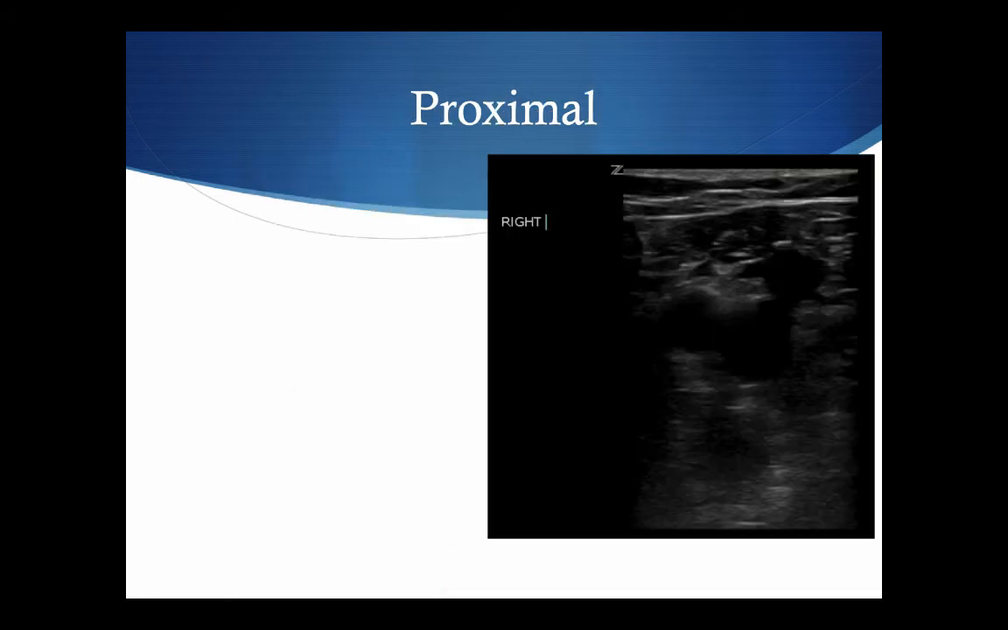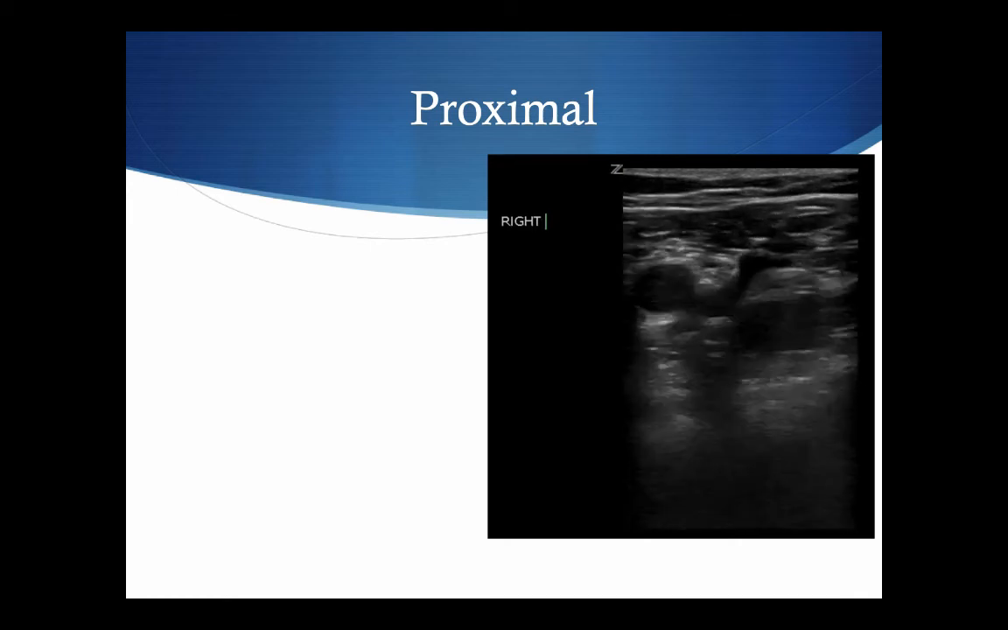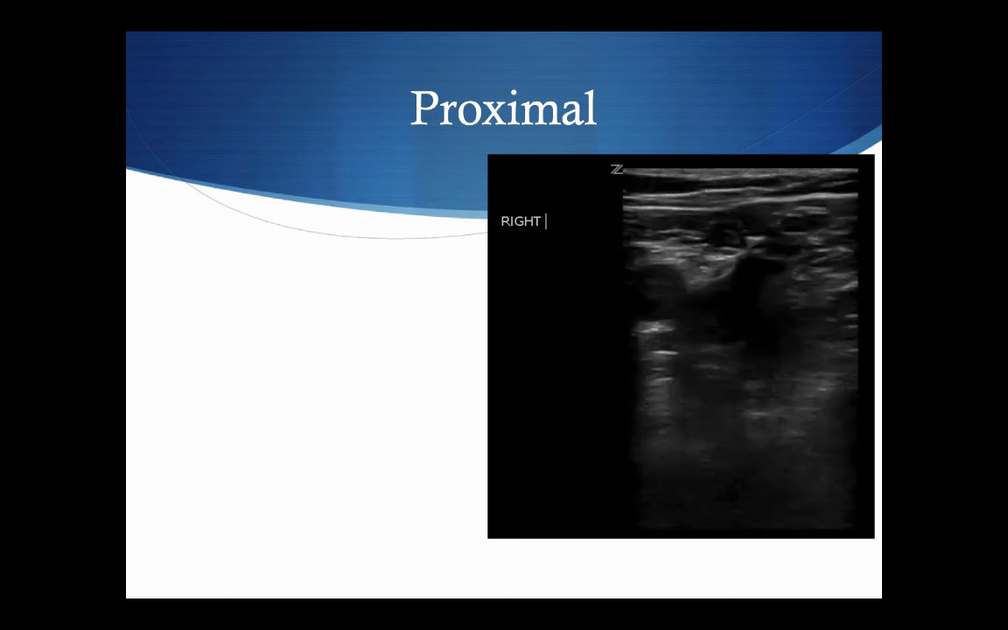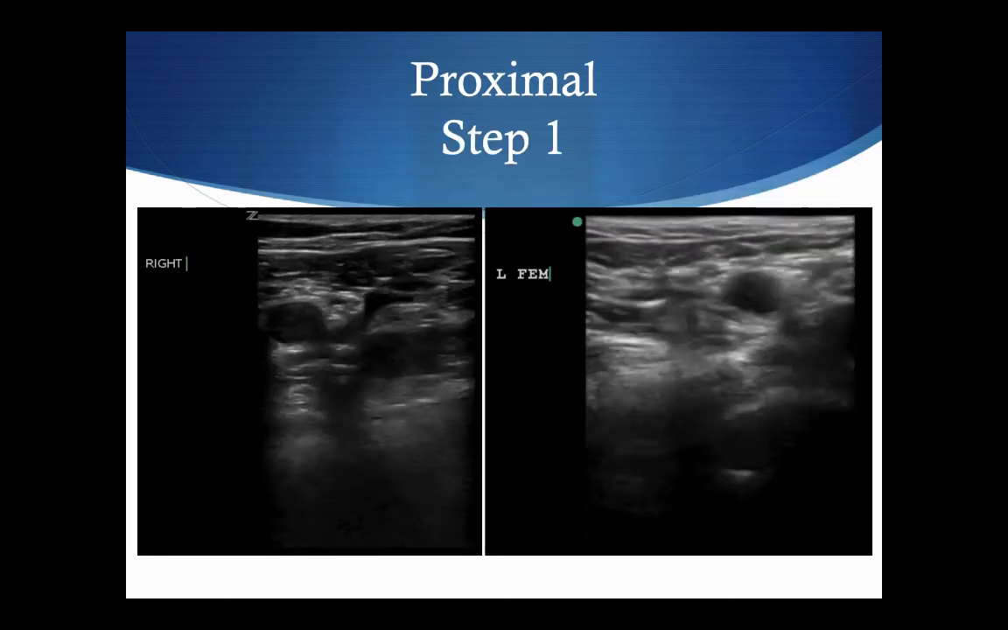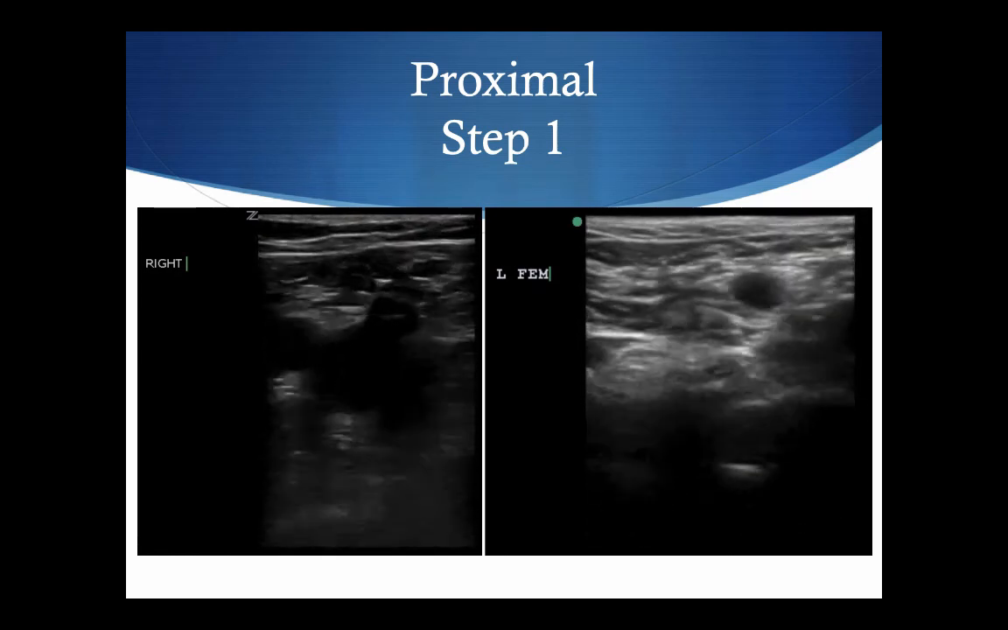So just a reminder of what these look like proximally. This is someone's right side. The artery is lateral, the femoral vein is deep and medial, and the saphenous vein comes in superficial and medial. So that's what that's going to look like. And then you compress them, and everything should compress except the artery. And if you look on other sides, just remember they're mirror images of each other. But that's your highest point.